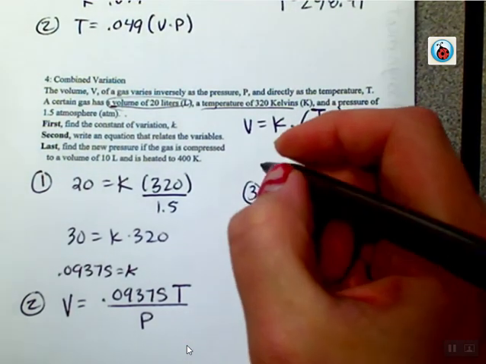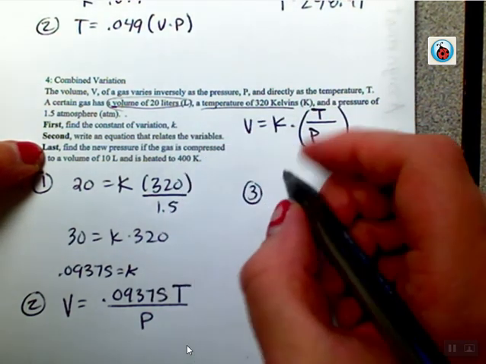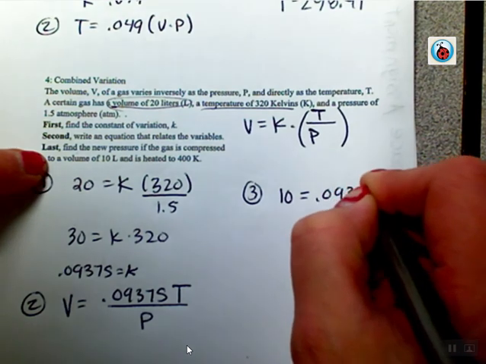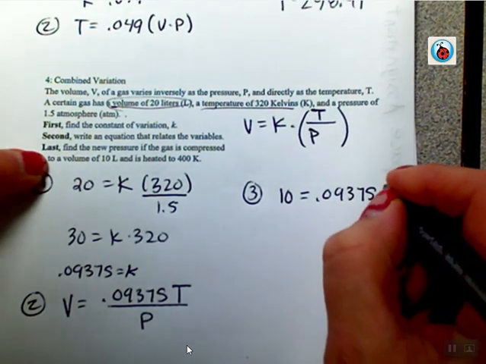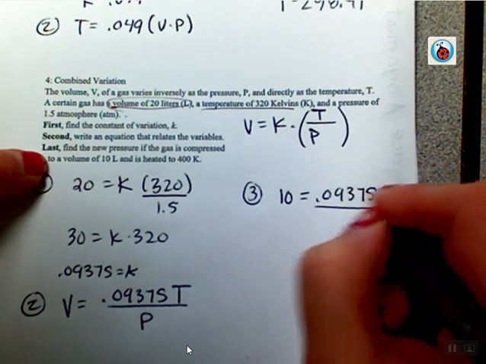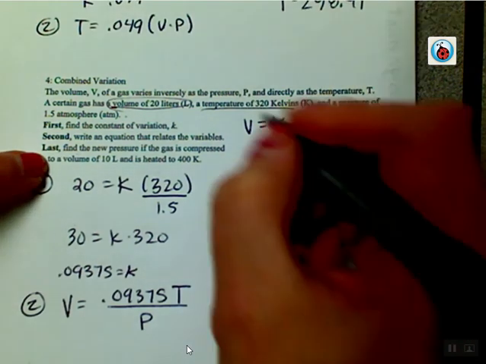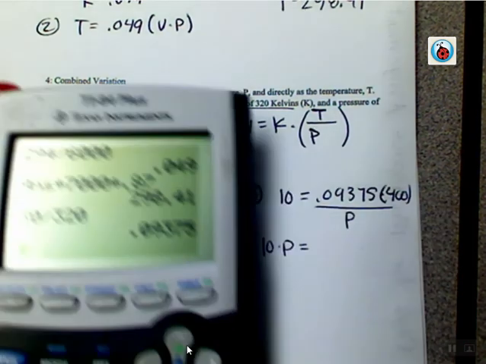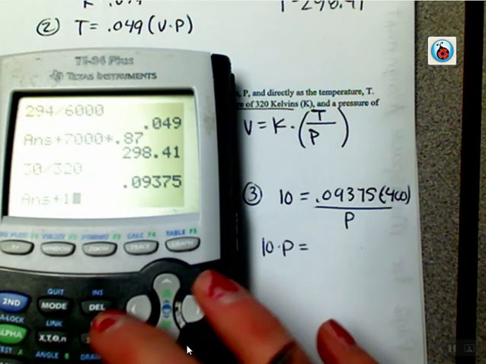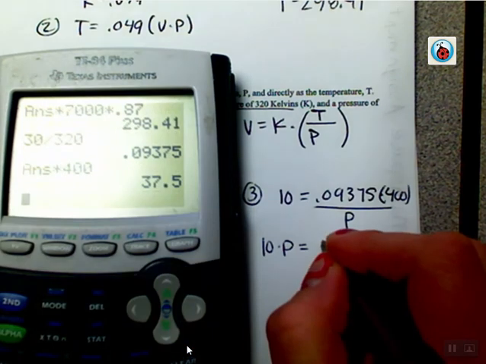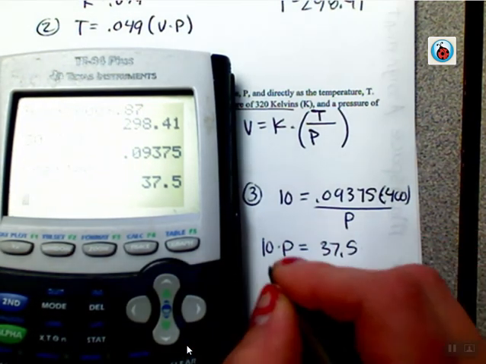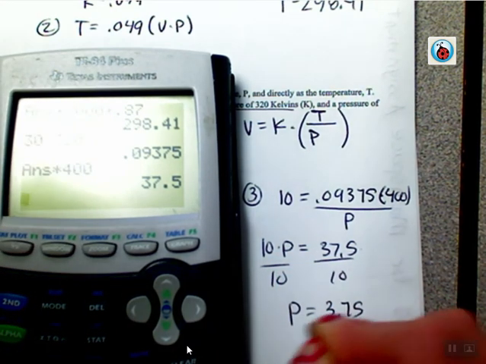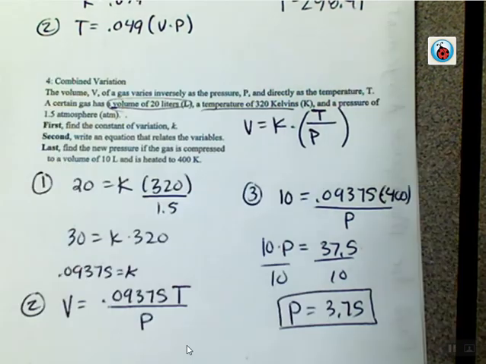Last step. Find the new pressure if it's volume of 10 heated to 400. Okay, so I'm going to multiply by P. Multiply those two numbers together. And then divide by 10. The new pressure is 3.75.